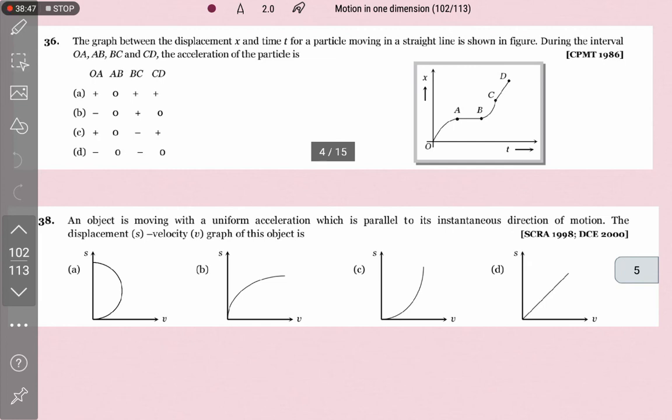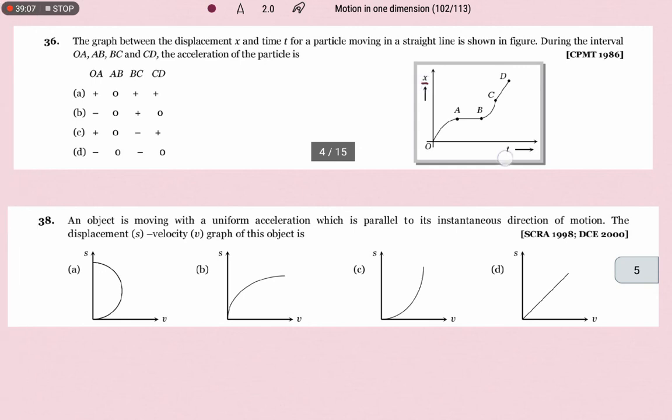The graph between displacement x and time t for a particle moving in a straight line is shown in the figure. During the intervals OA, AB, BC and CD, what are the accelerations of the particle? First we should analyze. The graph is plotted between which physical quantities? The graph is plotted between position and time.